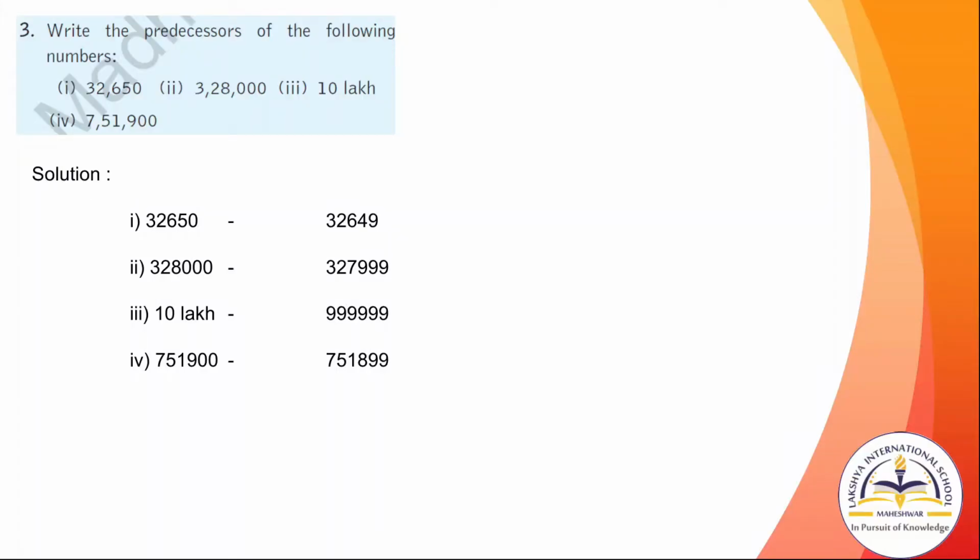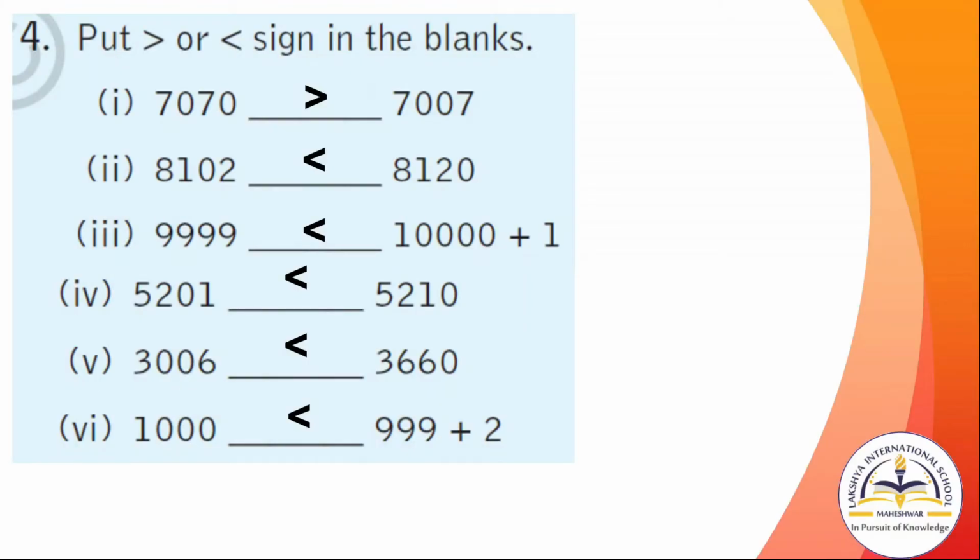Question number 3: write the predecessor of the following numbers. Predecessor means you have to subtract 1 from the given number. First is 32650. Here you have to do minus 1. So what will you get? 32649. Second, 328000. When you subtract 1, you will get 327999.